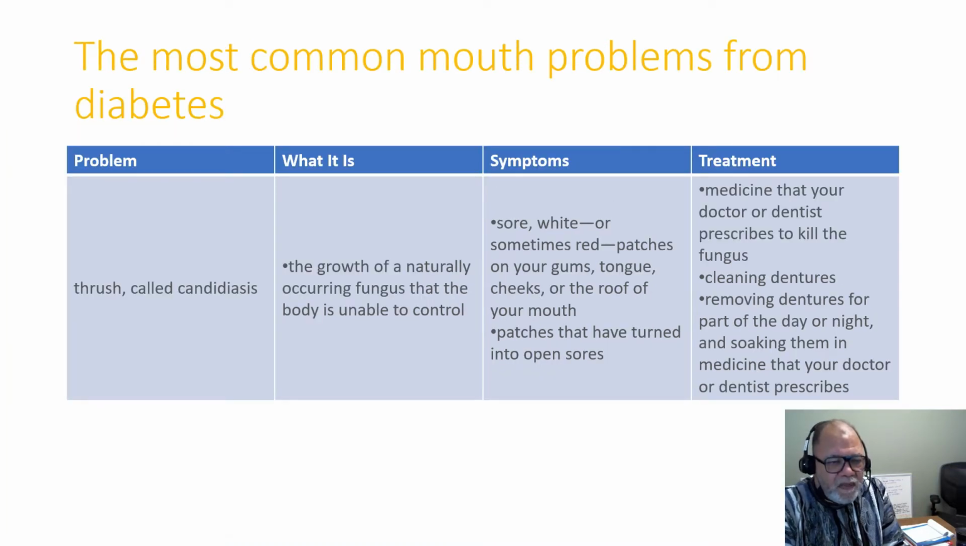Another problem is called thrush or candidiasis. This is a growth of a naturally occurring fungus that occurs in your body that your body is unable to control. In your mouth, you get white, sore, and sometimes red patches on your gums, tongue, cheek, or at the roof of your mouth. Patches that have turned into open sores.